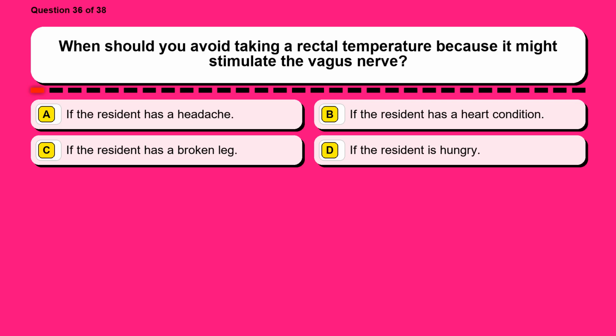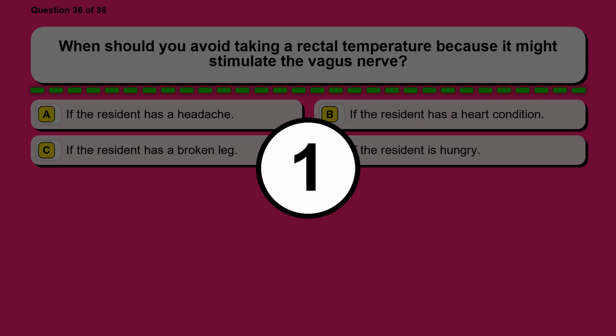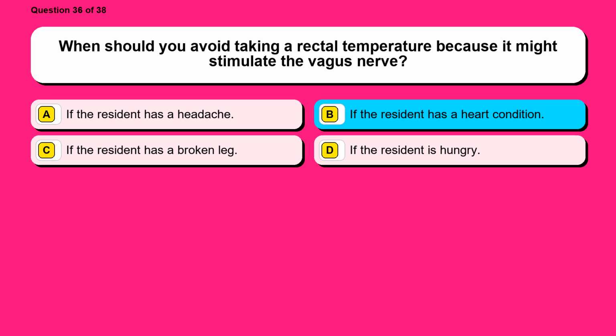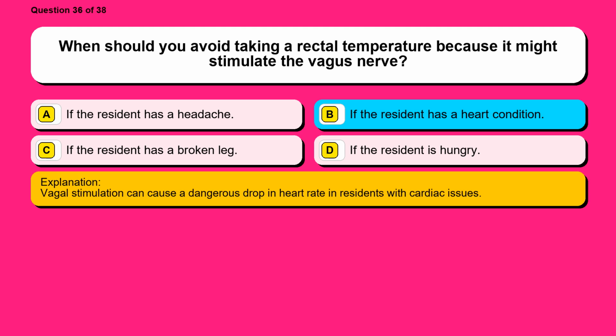Question 36. When should you avoid taking a rectal temperature because it might stimulate the vagus nerve? Option A, if the resident has a headache. Option B, if the resident has a heart condition. Option C, if the resident has a broken leg. Option D, if the resident is hungry. The correct answer is option B, if the resident has a heart condition. Vagal stimulation can cause a dangerous drop in heart rate in residents with cardiac issues.